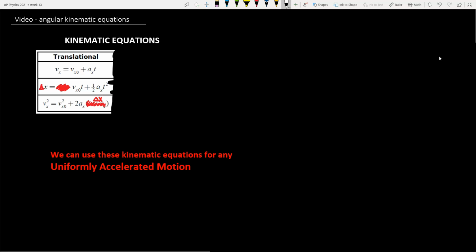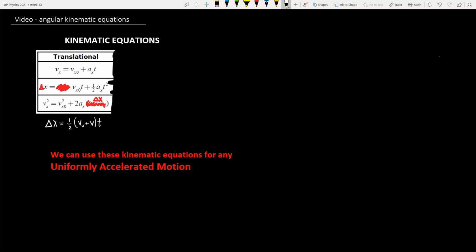And then there is one equation that can be used sometimes that is not actually included on the equation sheet, and that is that the displacement right here is equal to the average of your velocities times time. Okay, so these are things that we've done before. This is just for linear or translational motion.